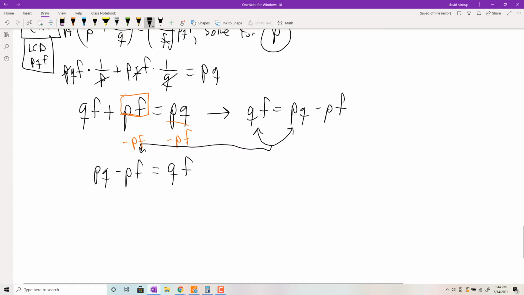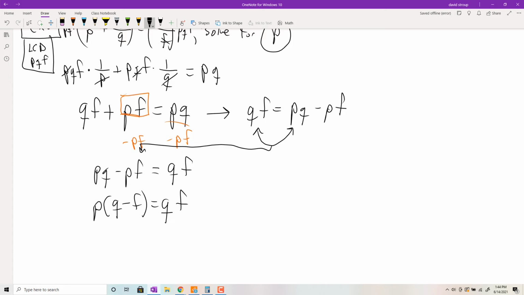Okay. So anyways, here there's a common factor of p, so you can factor that out, and you just have q minus f left. And then in the final step, I can divide both sides by the q minus f. Okay. So on our left side, you're just left with p because these divide out. And on the right side, you have qf all over q minus f. Okay.